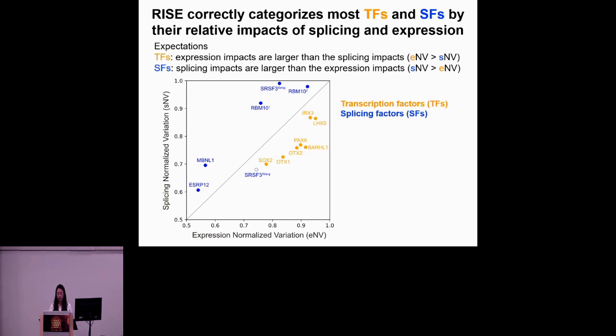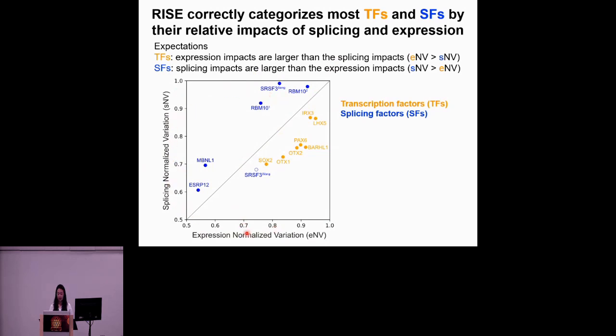And actually, RISE also did quite well. It turned out that RISE can effectively categorize most of the transcription factors and the splicing factors. In this figure, you can see that for all these transcription factors, when they are perturbed, RISE detects larger expression normalized variation compared to splicing level changes. For the splice factors, most of them have larger splicing level changes compared to expression level changes.